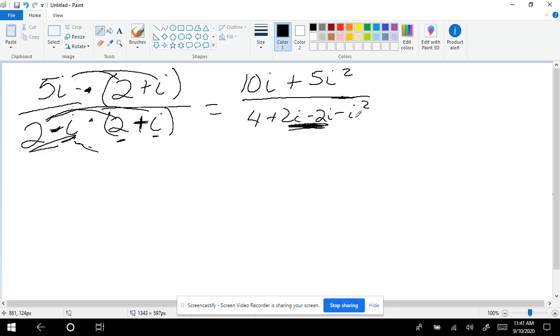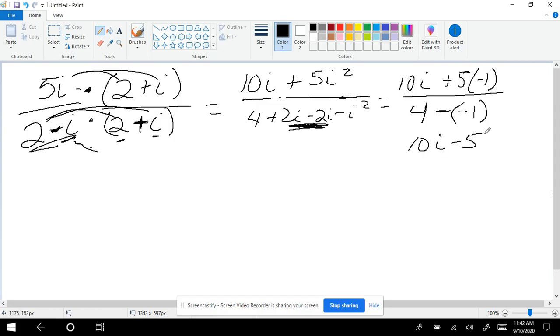These i squareds will also become a negative 1. And then we will simplify from there. So 10i plus 5, replace the i squared with negative 1, all over 4. And it's 2i minus 2i. Those two cancel out. So we get minus i squared, or minus, replace the i squared with negative 1. On the top now, we're going to get negative 5. So 10i minus 5 all over 4 minus a negative 1 is going to be 4 plus 1. So we get 5.